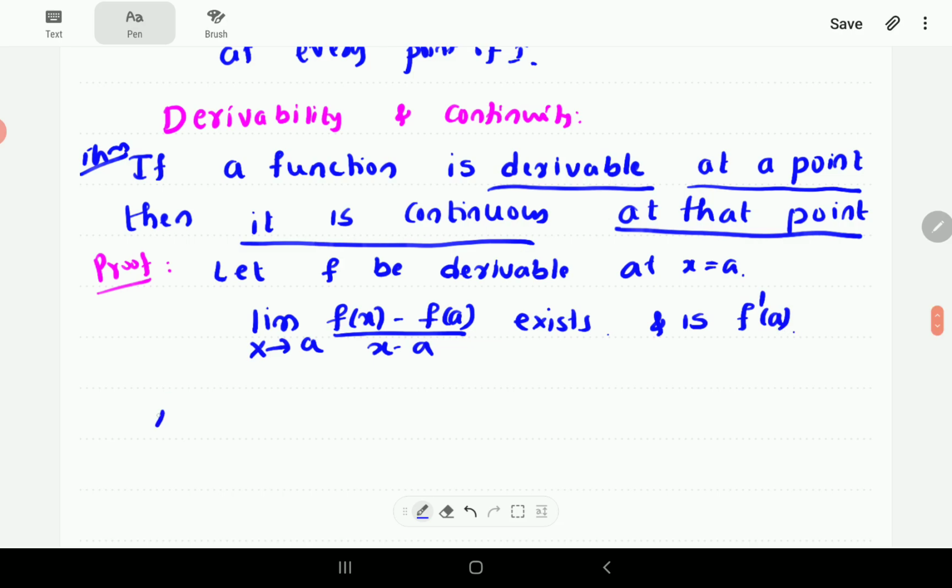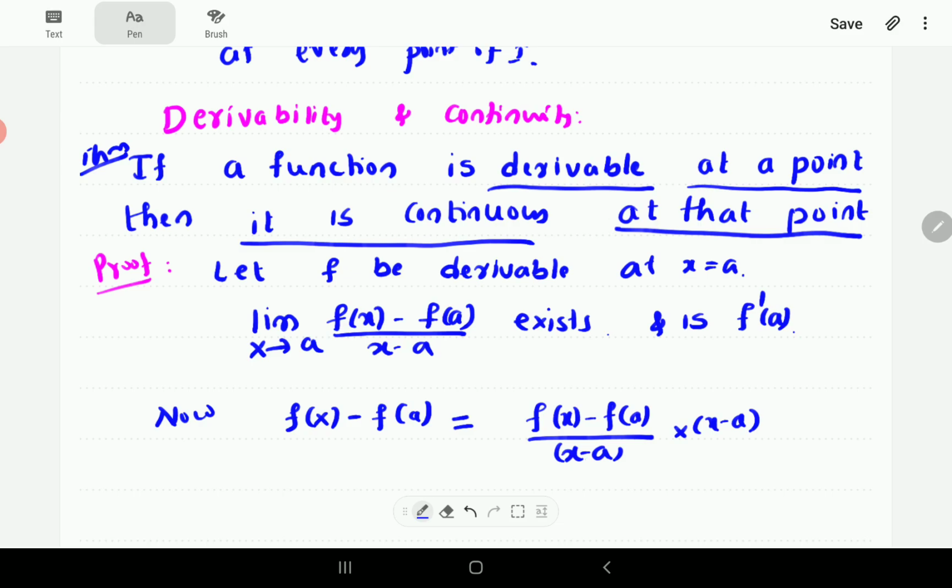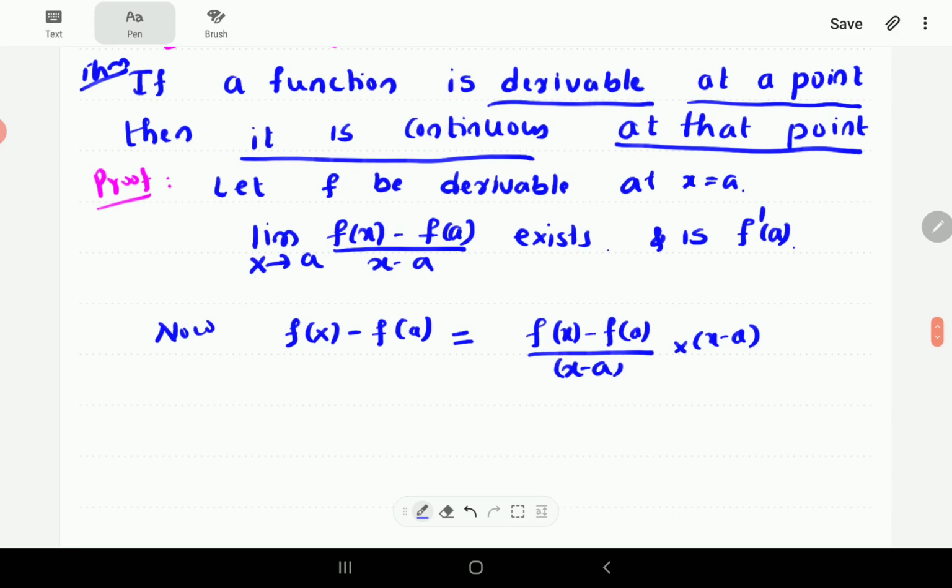Now let me take f of x minus f of a. I'll multiply and divide it with x minus a. There is no problem; if I multiply and divide with x minus a, this cancels, and it is still f of x minus f of a. And here clearly x is not equal to a.